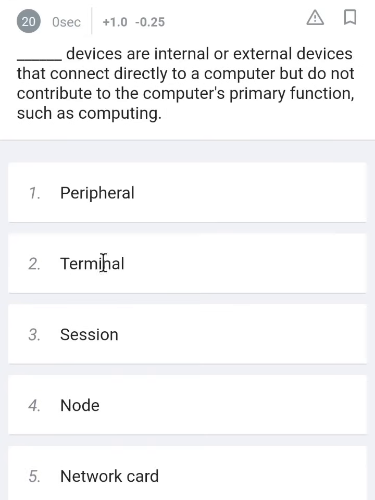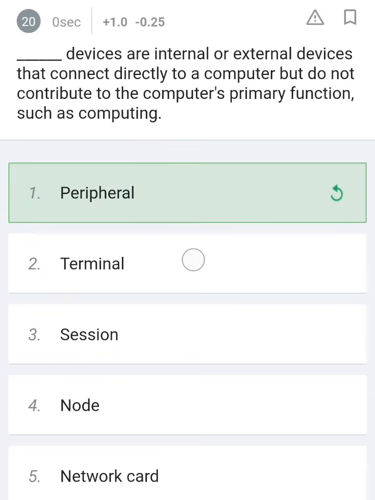Next, blank devices are internal and external devices that connect directly to the computer but do not contribute to the computer's primary function. So what are they called? Peripherals. For example mouse, scanner, keyboard, etc. They are called peripherals.